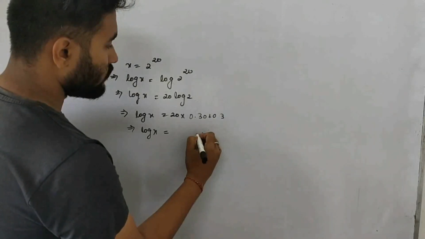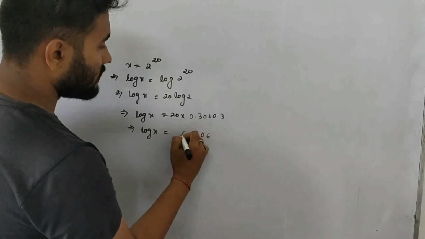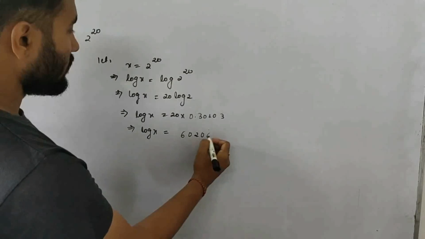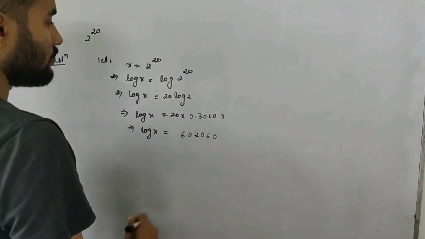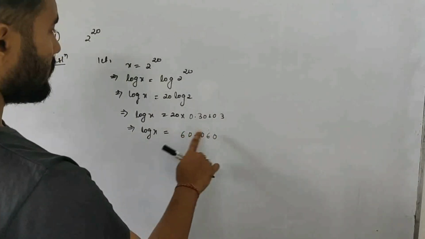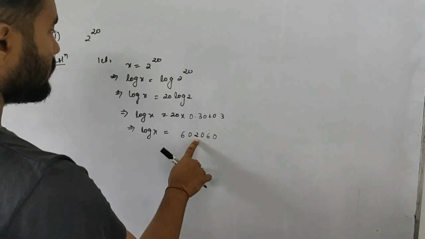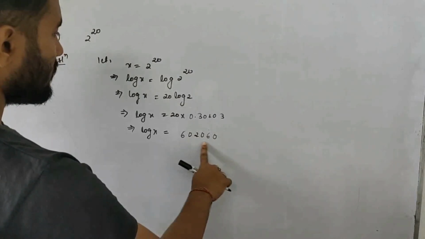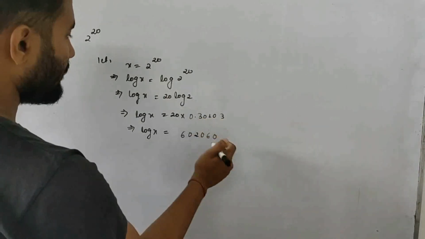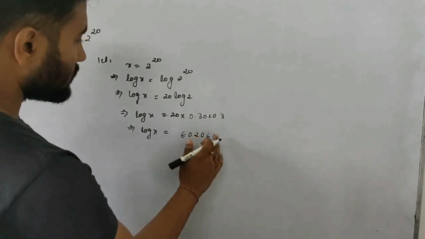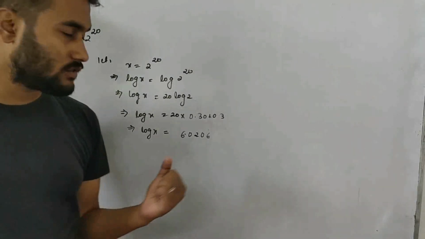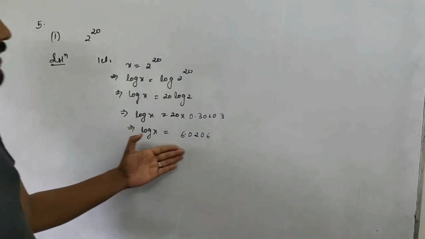So multiplying 0.30103 by 20 gives 6.0206. So what is the product? 6.0206. So now you have got the log x value.